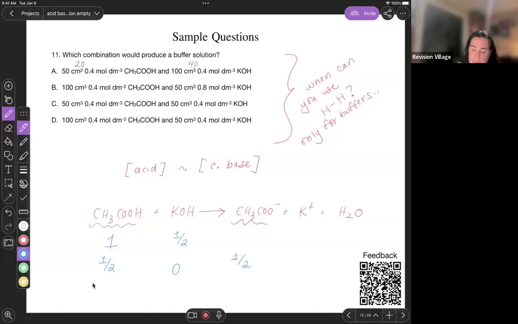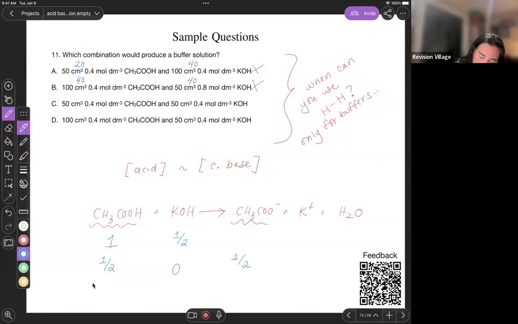So I'm taking 0.4, I'm multiplying by 100, and in choice A, I'm adding twice as much base as acid. That means all of my acid would be neutralized. 100% of my acid would be turned into the conjugate base ethanoate, so that's not the right answer. In the second one, when I multiply the concentration times the volume to get the number of moles, or millimoles in this case, I get 40 millimoles of ethanoic acid and 40 millimoles of potassium hydroxide. So one more time, all of my acid would be converted into base. That would be like the equivalence point of this titration. That's not what we're going for.